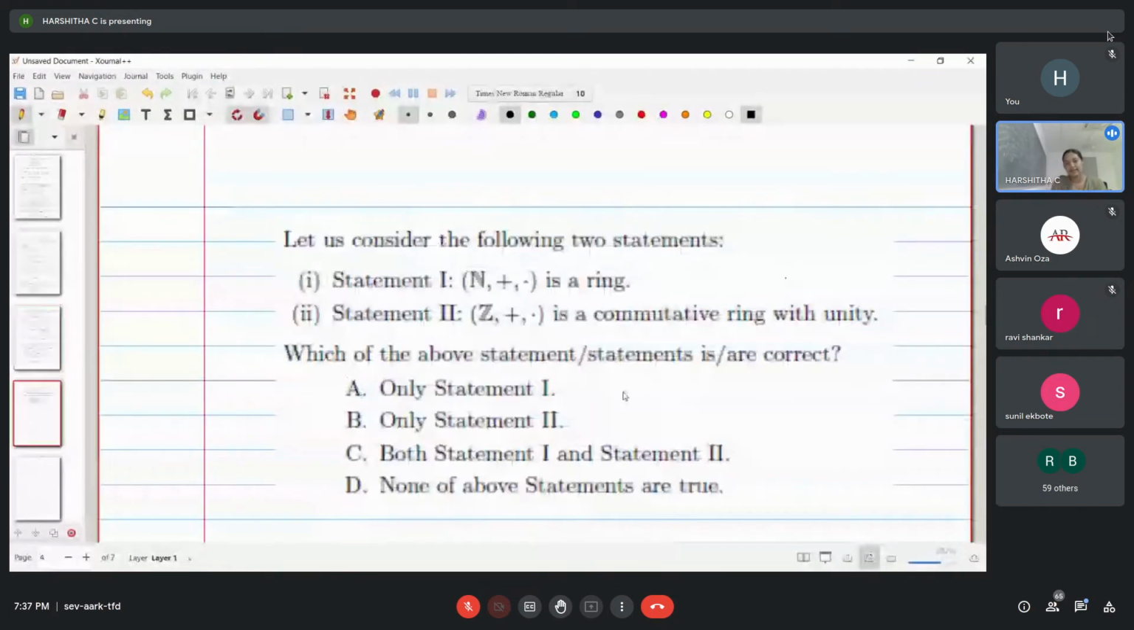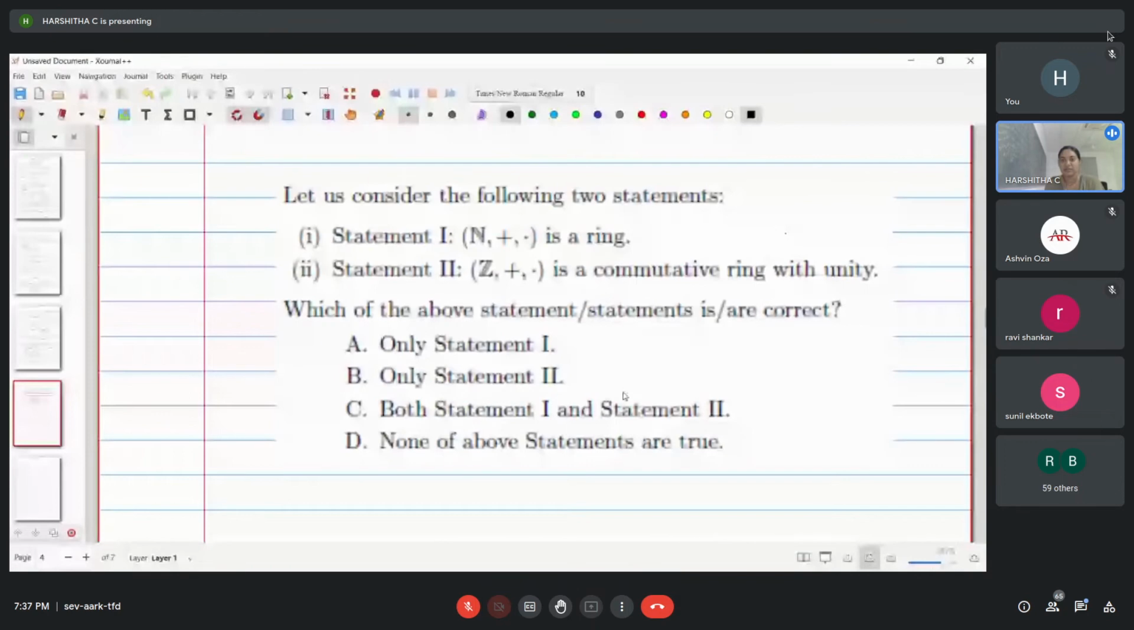The next one has two statements and asks which of them is correct. So the first one: you're given natural numbers under addition and multiplication, and you have integers under the two operations, addition and multiplication. So is it a ring? Is it a commutative ring?